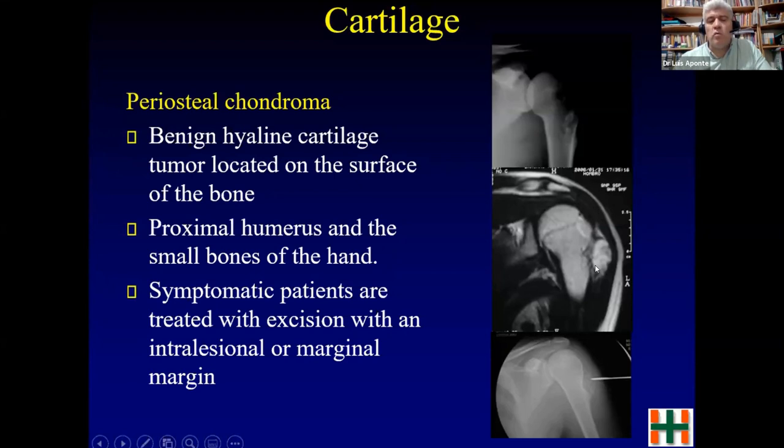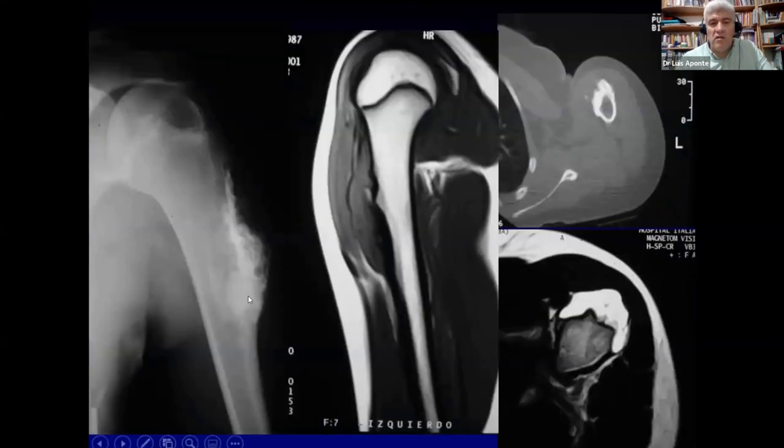Usually you treat symptomatic patients, if they have some symptoms, but we just take the cartilage off the surface of the bone. Here you can see this x-ray, but here you can see the cartilage in the MRI, how it's all over the cortex, and here's some reaction.